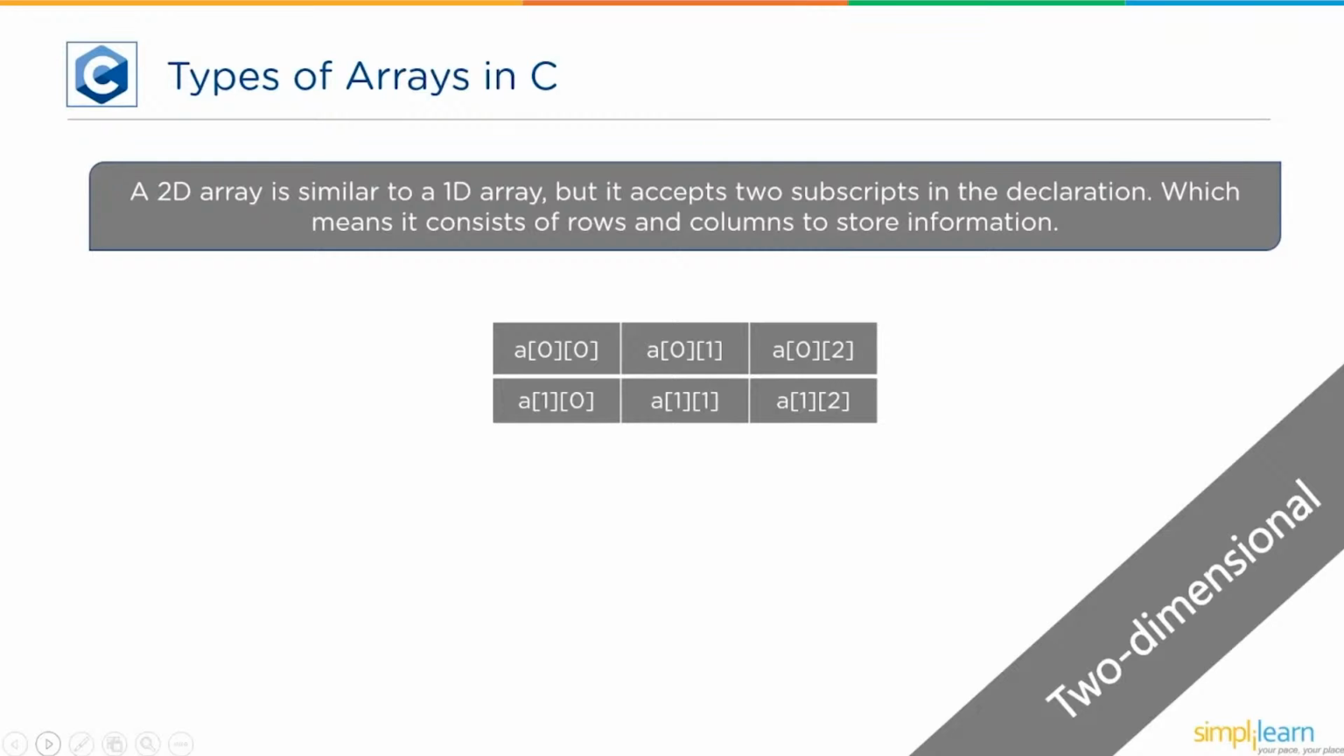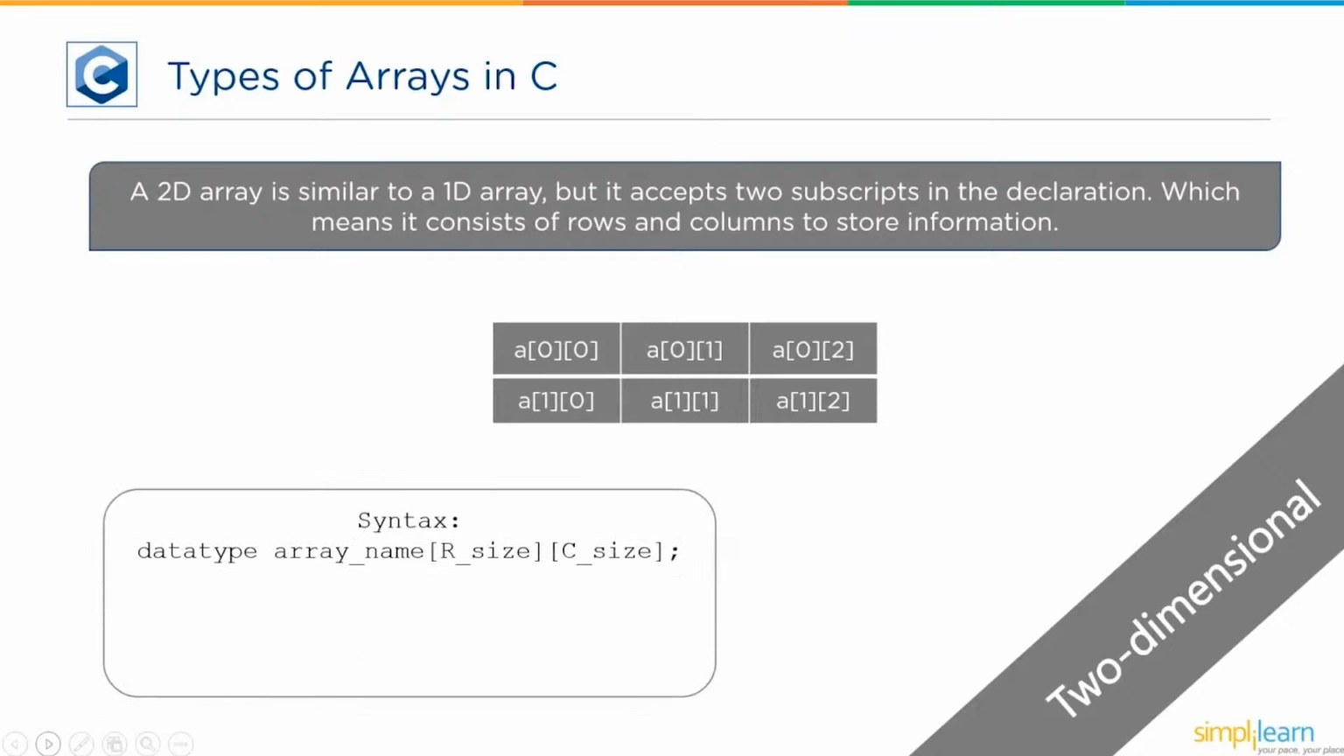Let's have a look at the syntax to understand it in a better way. We have a data type, array name followed by two subscripts. The first subscript describes the number of rows and the second subscript describes the number of columns present. For example, if we have 2 rows and 3 columns, the index would be 0,0, 0,1, 0,2 and 1,0, 1,1 and 1,2. This indicates the first element is at the index 0th row, 0th column and the second element at 0th row, 1st column and so on.